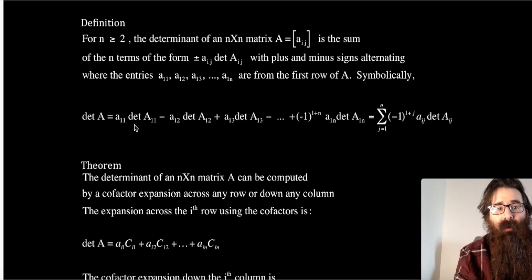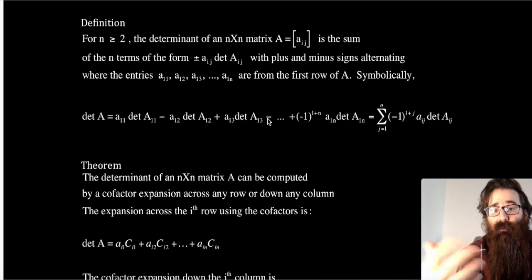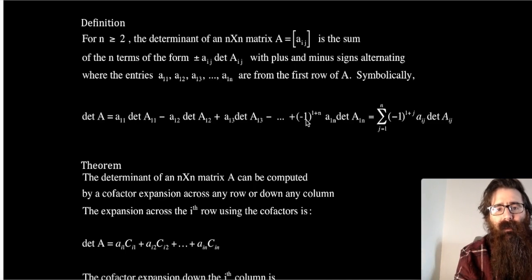We have little a sub 1,1, determinant of big A sub 1,1, minus little a sub 1,2, determinant of big A sub 1,2, plus little a sub 1,3, determinant of big A sub 1,3, minus, and so on and so forth, plus, we get to the end. We don't know if it's a minus or a plus sign. That depends on what n is. We could say in a closed form, that's negative 1 to the power of 1 plus n times little a sub 1n, determinant of big A sub 1n.